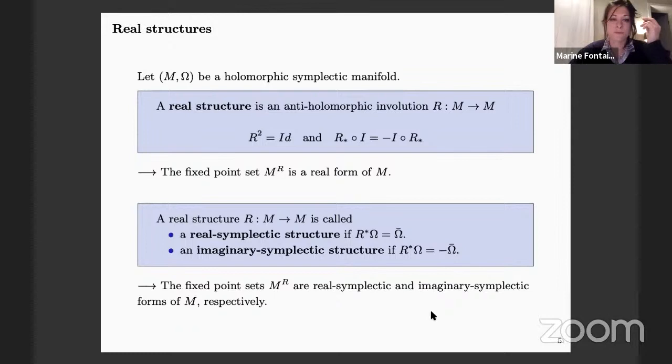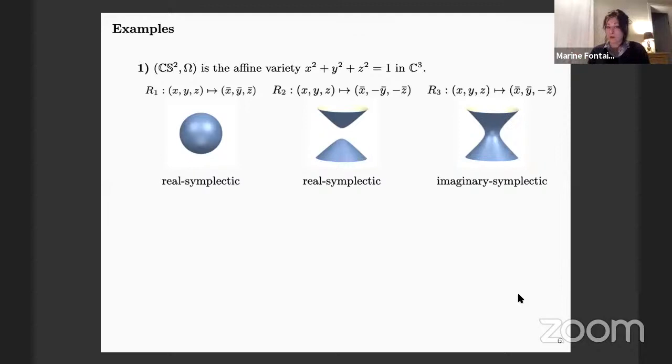And let me show you some examples. So the complex sphere, it's the same as the real sphere. You just take complex variables instead of real. And this is a complex manifold, and it has a holomorphic symplectic form, big omega. And on it, you take the three involutions that are anti-holomorphic, and you take the fixed point sets, you will get the sphere, the two-sheeted hyperboloid and the one-sheeted hyperboloid. And in fact, this sphere will be a real symplectic form, and as well the two-sheeted hyperboloid, and this one is imaginary symplectic.